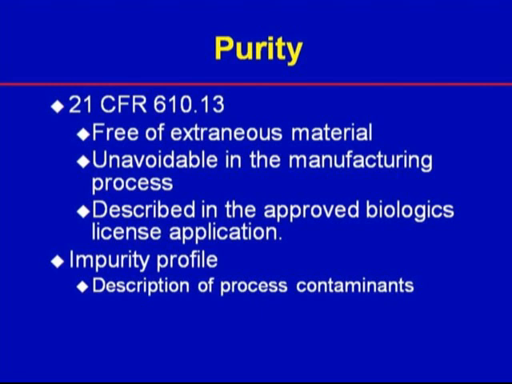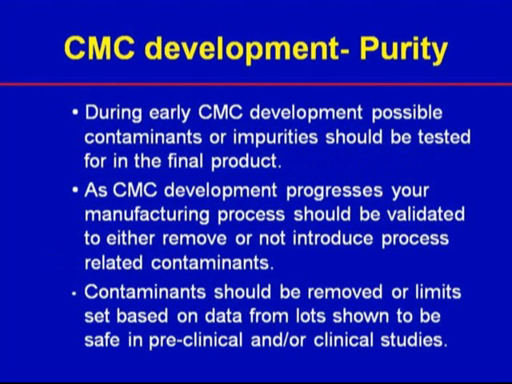You should evaluate risk posed by process impurities as part of process development and validation, as outlined in my next couple slides. During early CMC development, the final product should be tested for contaminants or impurities that may be introduced during production. In addition, tests to monitor process controls during production should also be developed as early as possible. As CMC development progresses, the manufacturing process should be validated to remove or not introduce process-related contaminants. Unsafe contaminants should be removed, and for other impurities, limits should be set based on data from lots shown to be safe in preclinical or clinical studies.